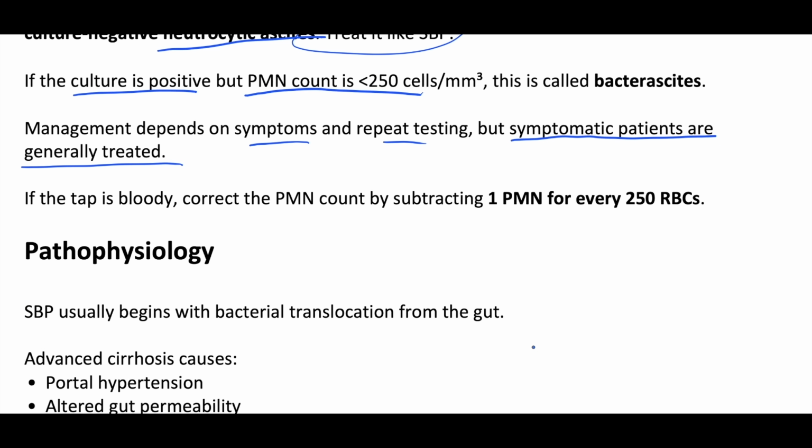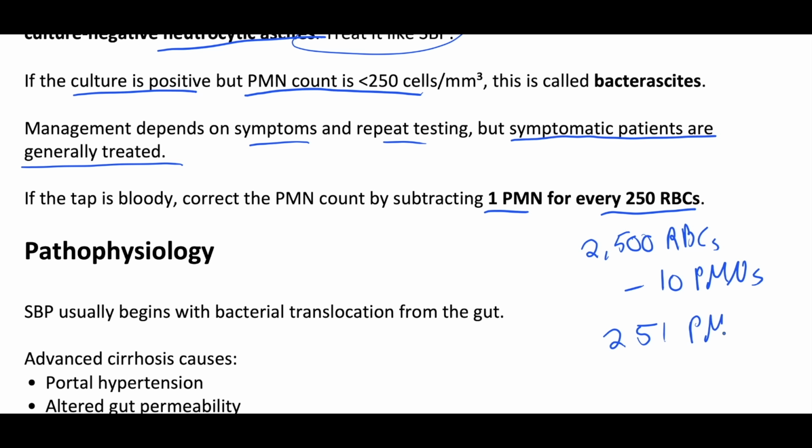Do remember, if the tap is bloody, you have a bunch of red blood cells in there, you need to correct the PMN count. So you subtract 1 PMN for every 250 red blood cells. So let's say you have 2,500 RBCs. We're going to try to do math live. You'll do 1 PMN for every 250 RBCs. So you subtract 10 PMNs from that cell count. Let's say you had 251 PMNs. You would be subtracting 10, which means you really are only considering 241 PMNs, which, again, we're kind of parsing hairs, but technically that would not be considered SBP because it's less than 250 PMNs.